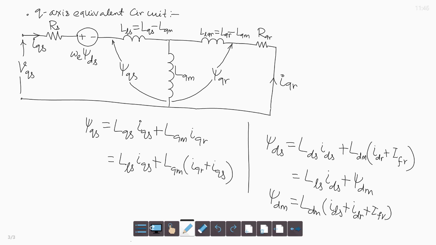So, now we will draw the D axis equivalent circuit using these equations.